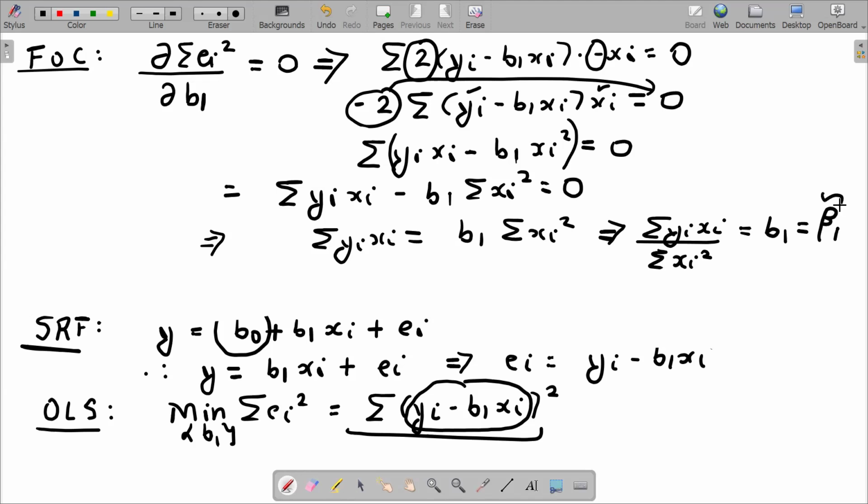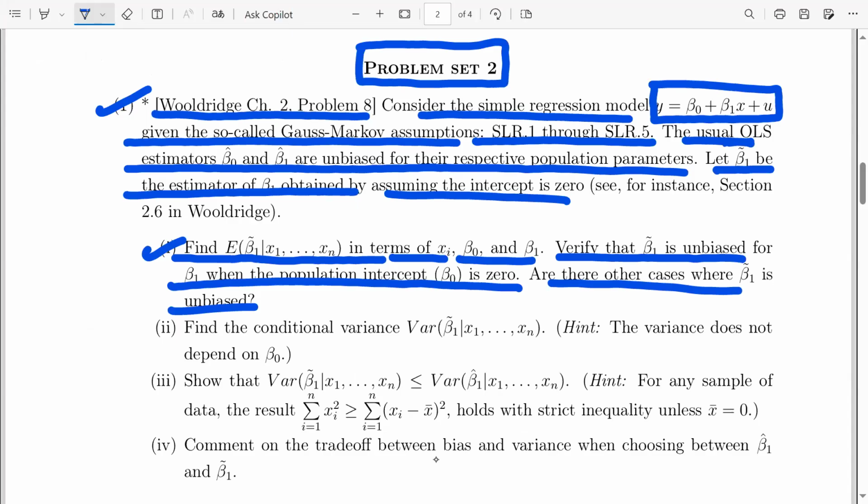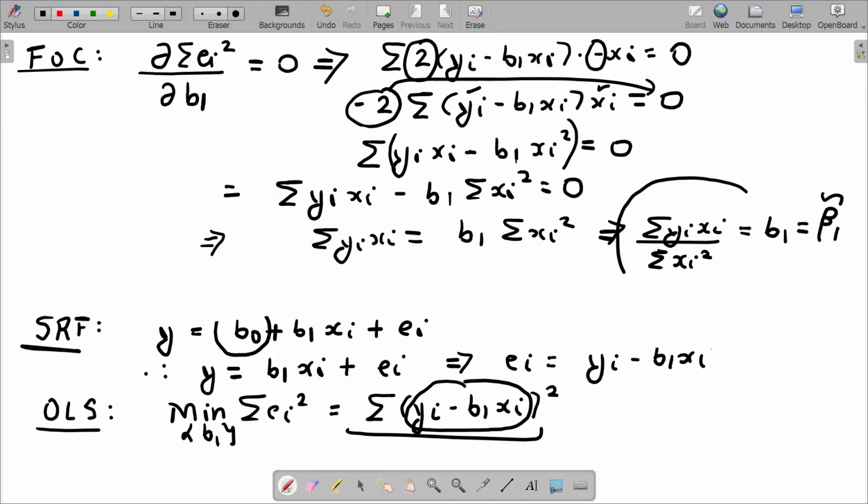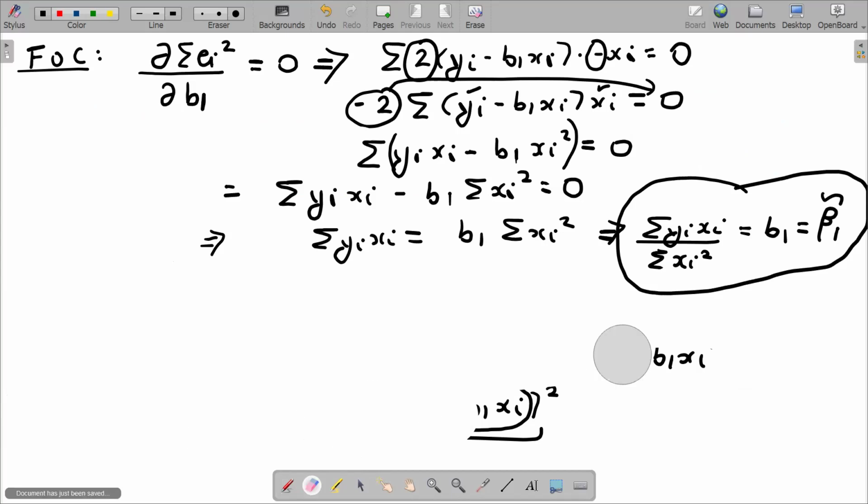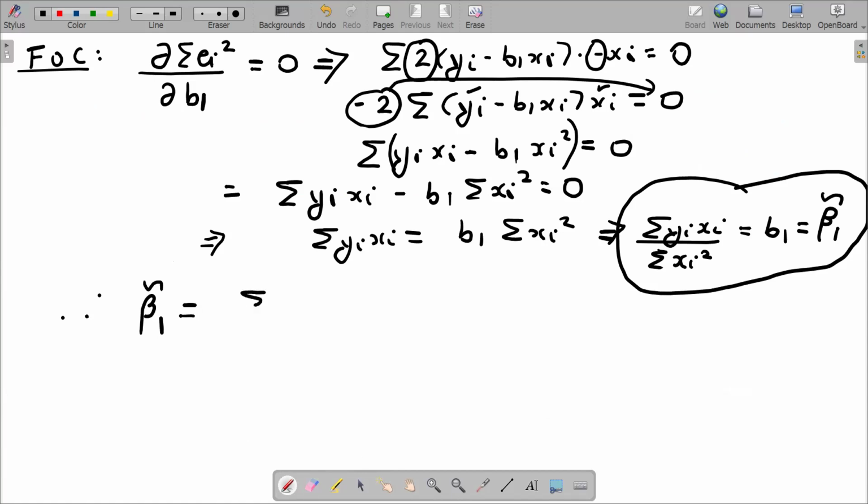Remember in the question, if I come back to the problem set again, beta 1 tilde is the estimator of beta 1 which we obtain by putting the intercept as 0. That means the b1 I've got by conducting the OLS procedure is nothing but beta 1 tilde. So this is my answer for beta 1 tilde. Therefore, beta 1 tilde comes out as summation, as i goes from 1 to n, yi xi over summation, as i goes from 1 to n, xi². This is beta 1 tilde.